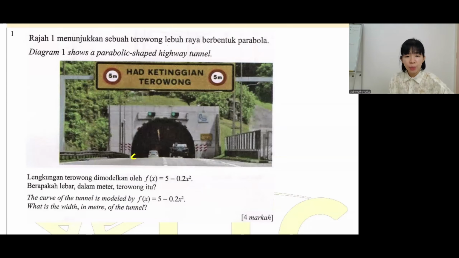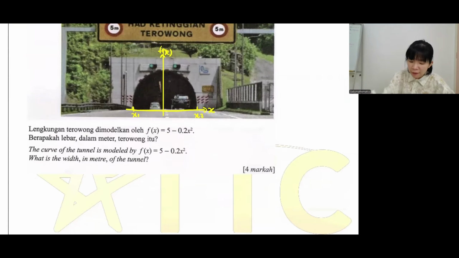Okay, so to find the width, since they say they use f(x), we can model this by drawing the y-axis exactly in the middle. We draw together. So this is our f(x). Then the x-axis here. Now, if we want to know the width of the tunnel, as long as we can find the x1 and the x2, then we will know the width. Okay, so now, 4 marks.